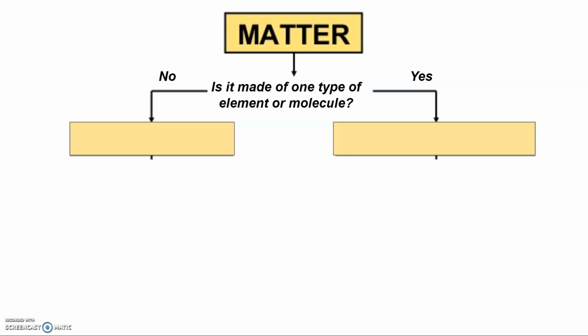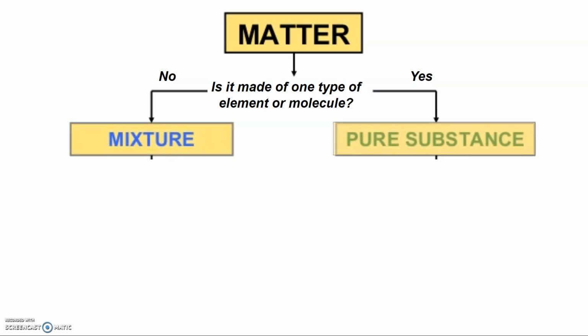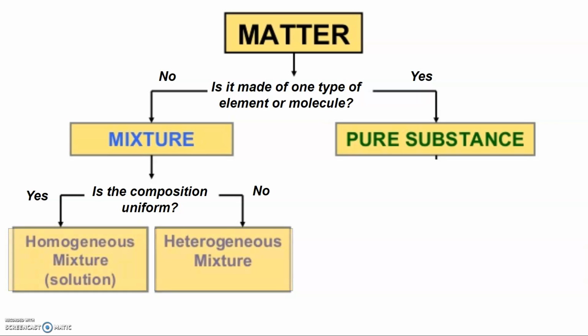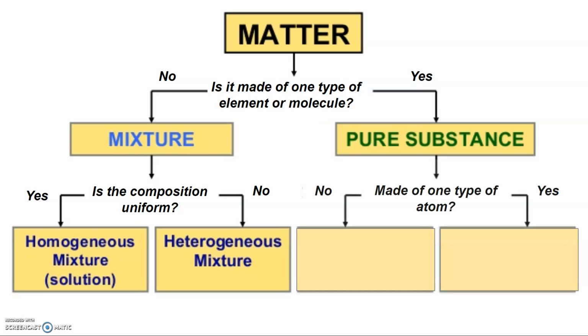A quick way of keeping track of it is by using a flowchart. So if we take something like matter and we ask ourselves, is it made up of one type of element or molecule? If our answer is no, we know we're dealing with a mixture. But if it's yes, we're dealing with a pure substance. For our mixture, we can ask ourselves, is the composition uniform? Does it look the same? If the answer is yes, it's a homogeneous mixture or solution, and if it's no, it's heterogeneous. For a pure substance, we can ask ourselves, is it made of one type of atom? If the answer is yes, it's an element, and if it's no, it's a compound.